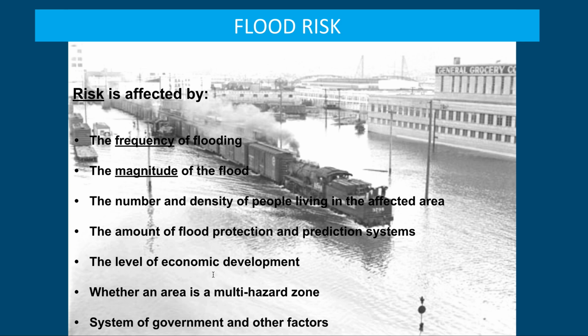So the risk to the people. If an area is a multi-hazard zone, for example, the Philippines, if a flood occurs in an area which is prone to storm and hurricane events, or which is prone to earthquakes or other tectonic events, clearly an area is going to be more at risk from another event occurring. And the system of government in a country can affect people's risk from flooding in that some governments are more prepared, some governments are more able to combat the effects of flooding, and some governments are more corrupt, so respond in different ways to flooding events.